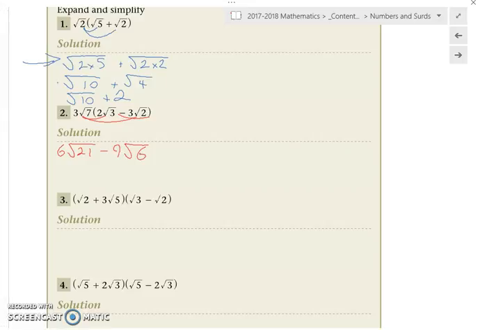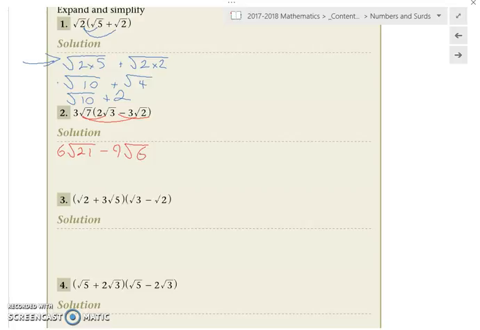Sorry, mate. Can you simplify them because they're all by three? You could pull out a common factor, but you'd end up with that because that is the common factor. That's the whole point. When you expand it, you've put the common factor back in.